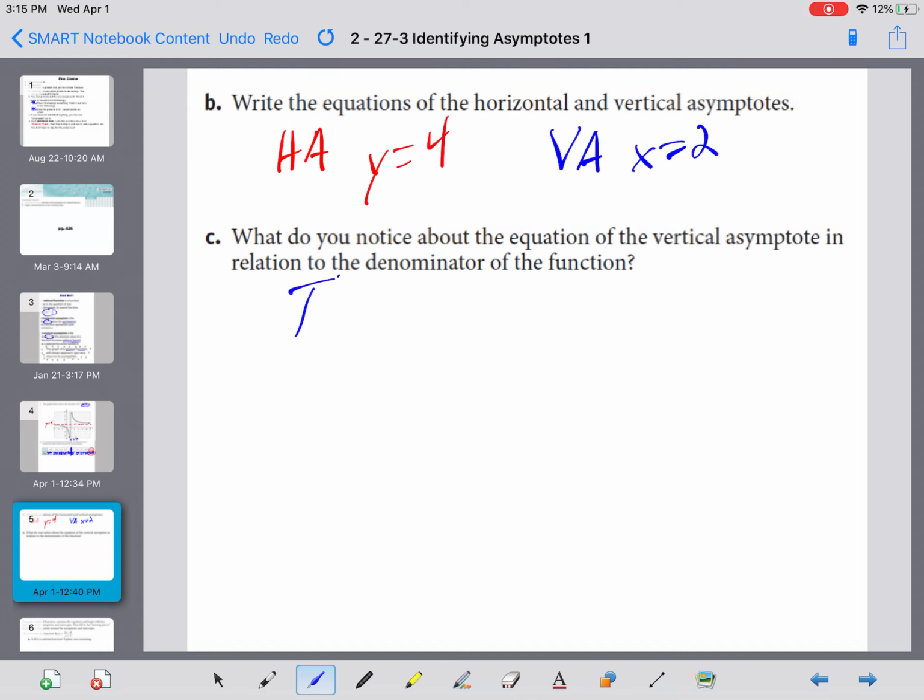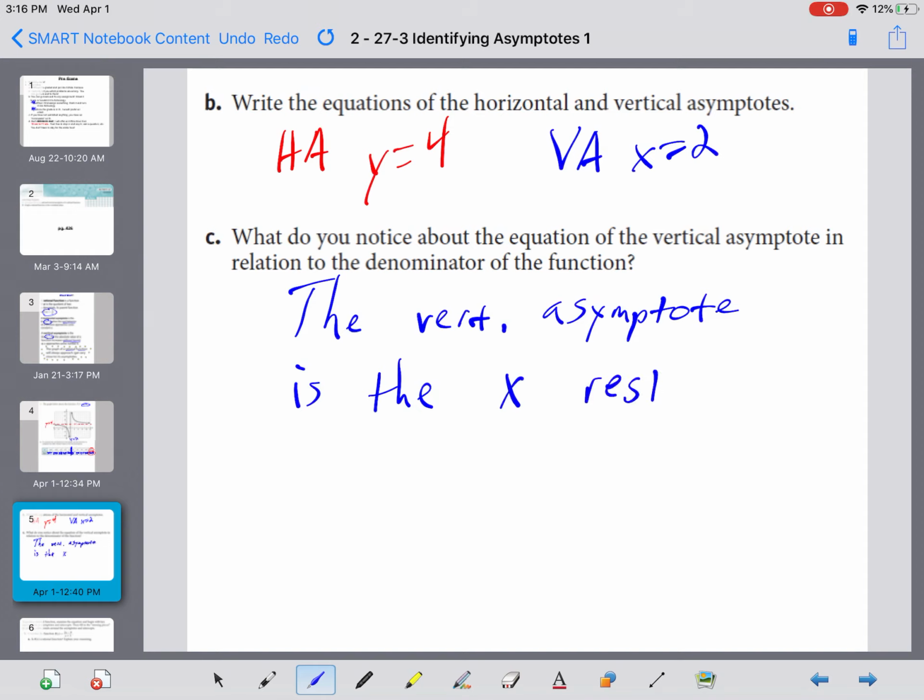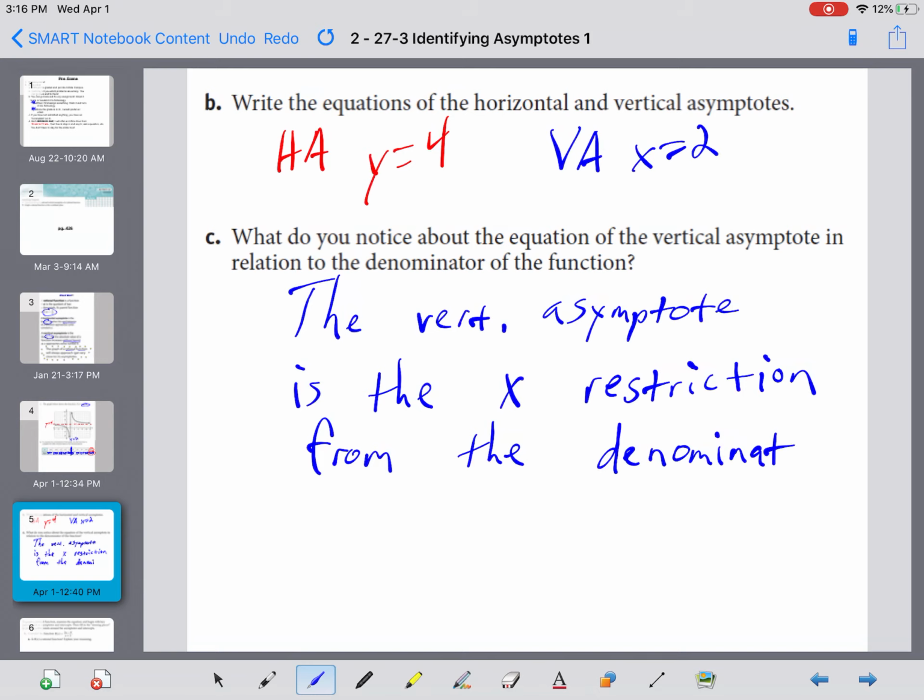So the vertical asymptote is the x restriction from the denominator of f of x. All right, so that's what we're looking for. That's why we've been working on those restrictions on x for so long. Those are going to turn into our vertical asymptotes. Not always, but for right now, for today, that's what's going to happen.